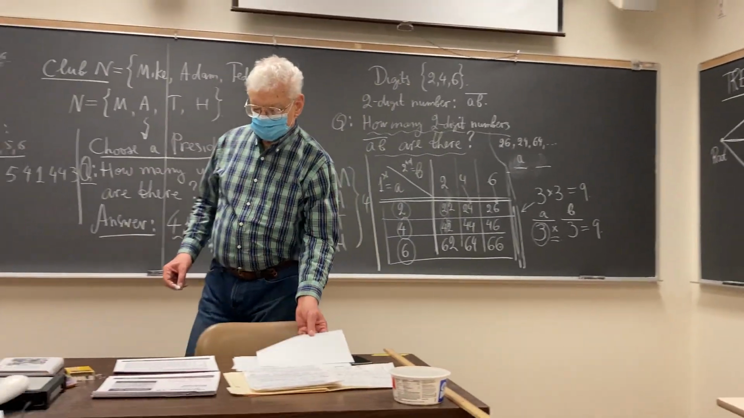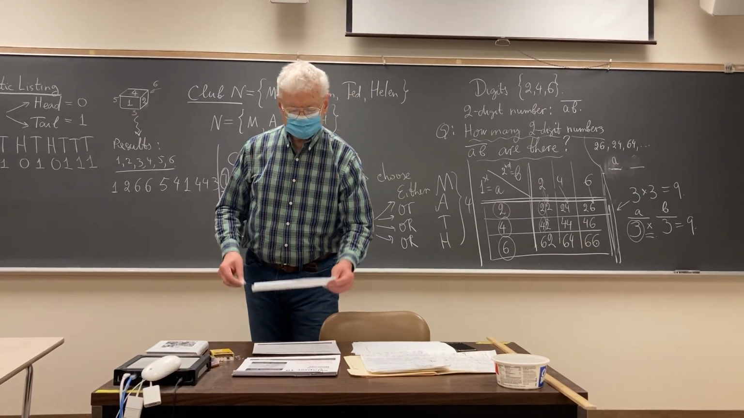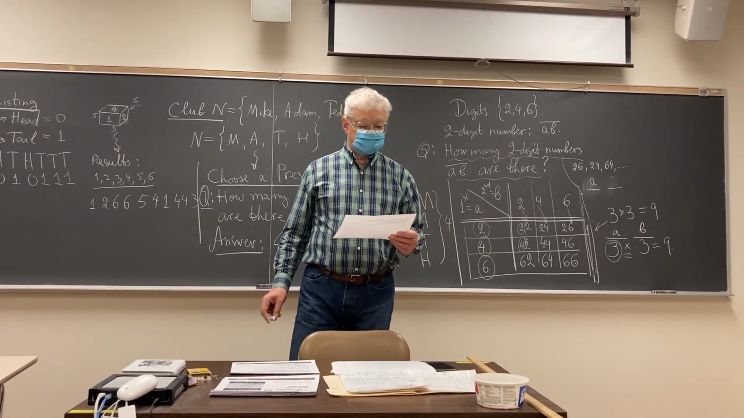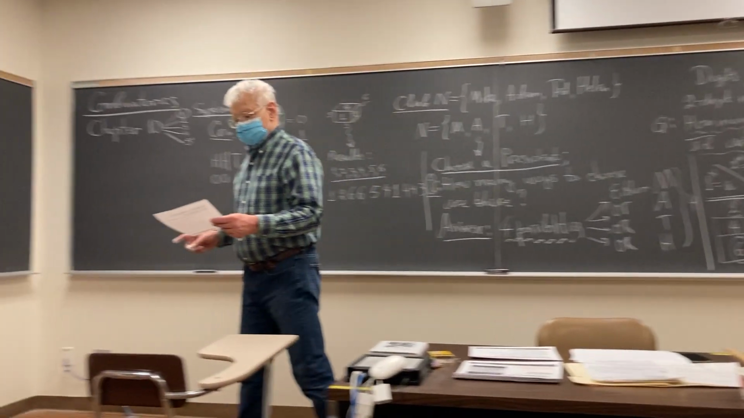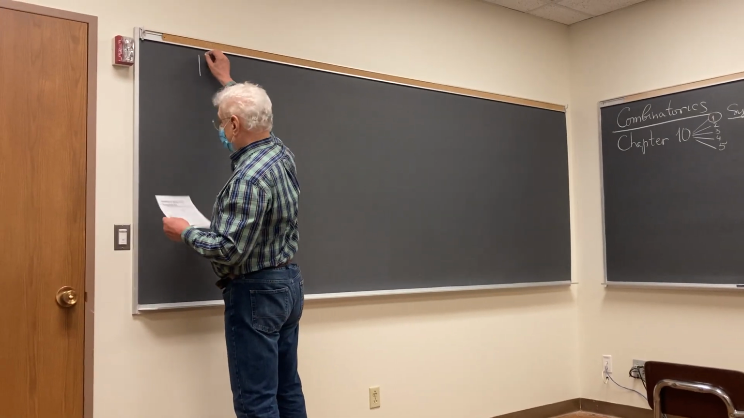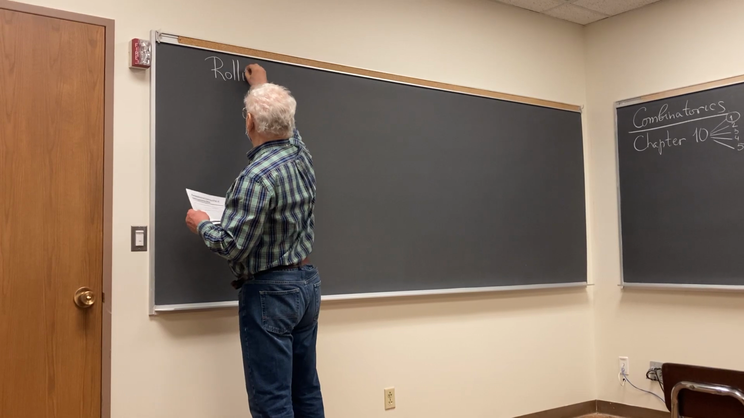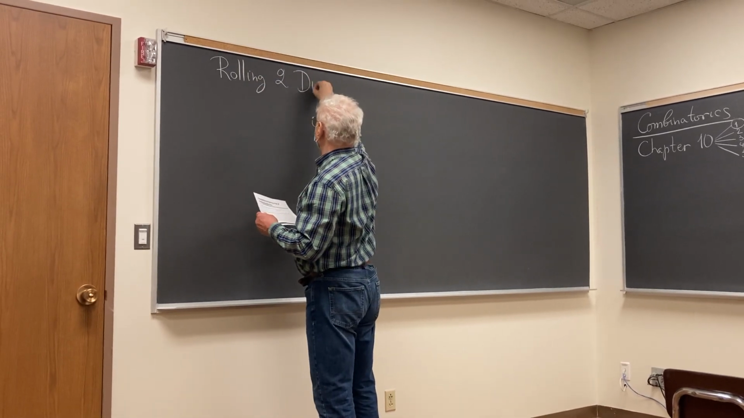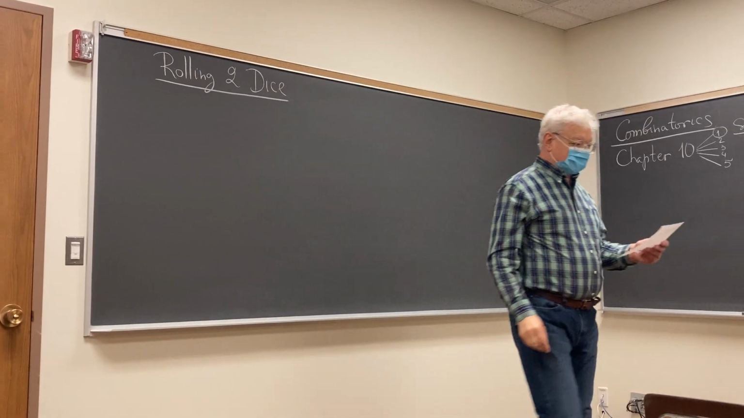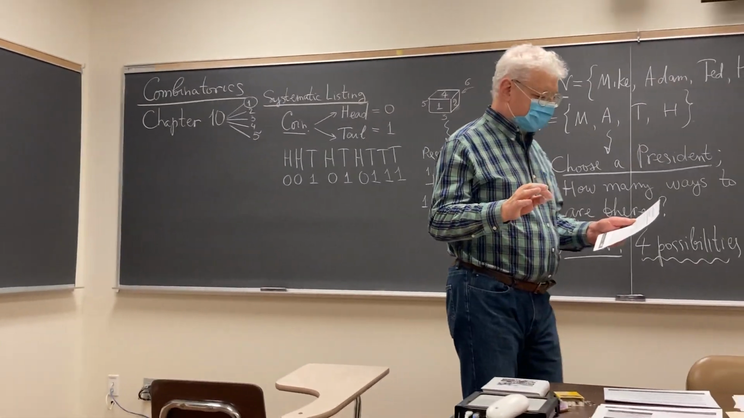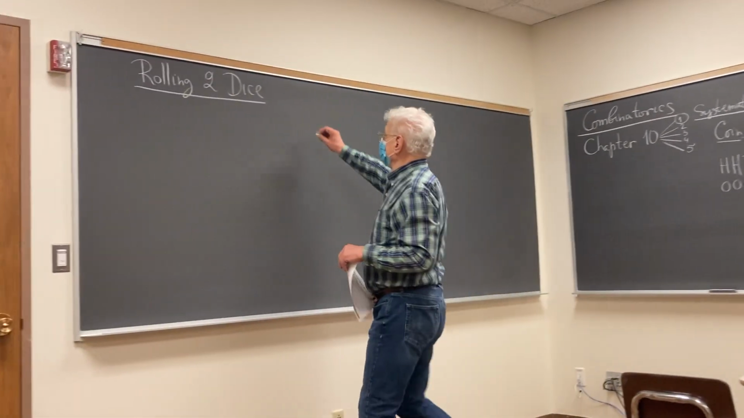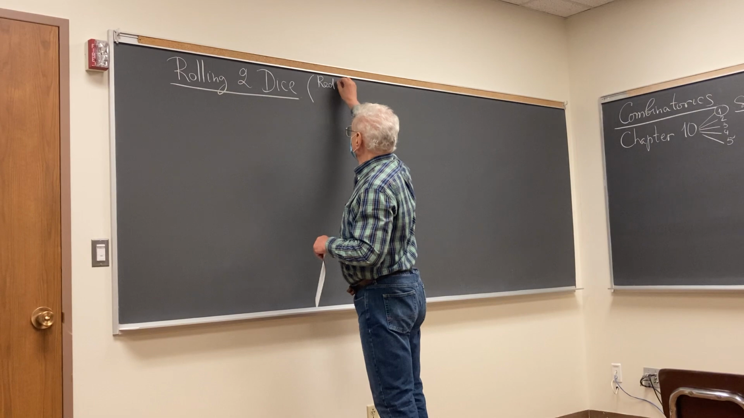Okay, let's go to the next page, and now consider the possibilities of rolling a pair of distinguishable dice. Let's write here: rolling 2 dice. Important thing: in the paper it's written green die and red die. It's important that the dice are distinguishable. Let me just try red and green.